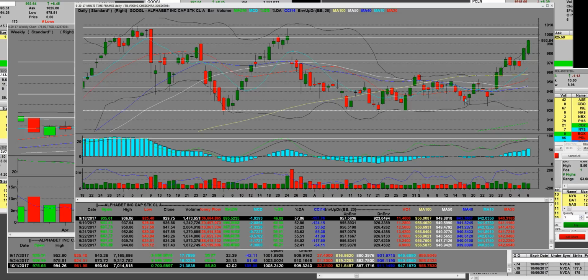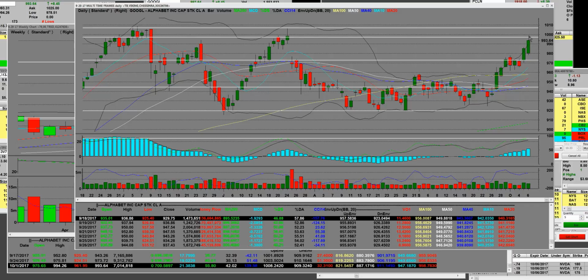Google had hit this low of 924 and it's parabolically broken out above all of the daily moving averages. Google reports earnings on October 26th. They are front running the stock. It's one of the better charts that we have seen. We've got the 10-day crossing above the 100. We got the 20-day, the red line, and we have the other moving averages, and they're all pointing up.